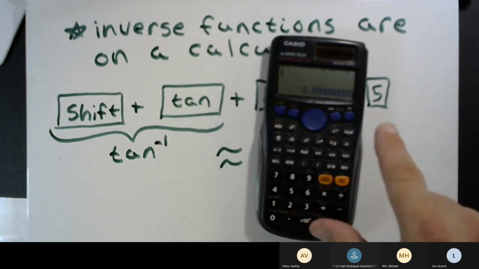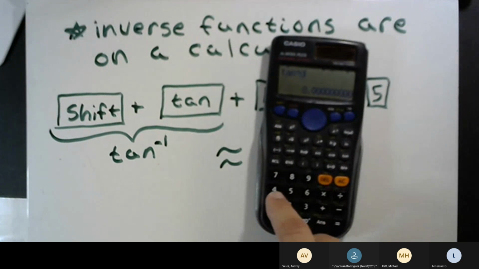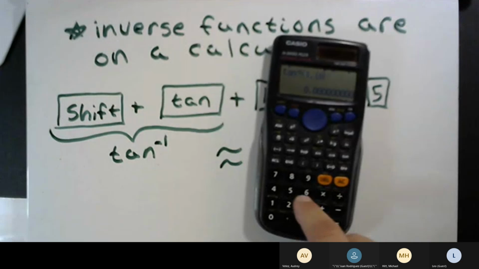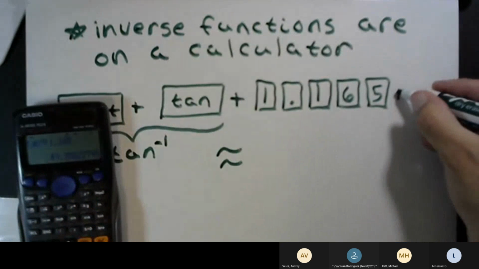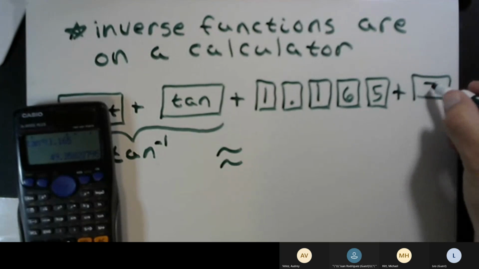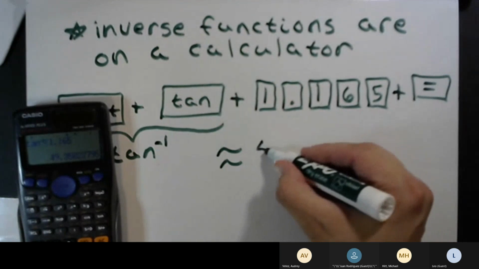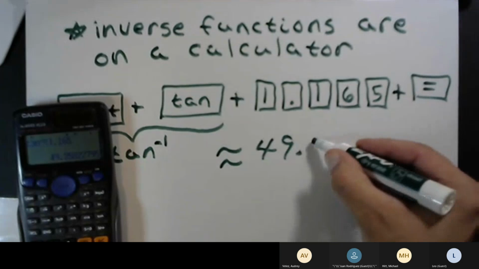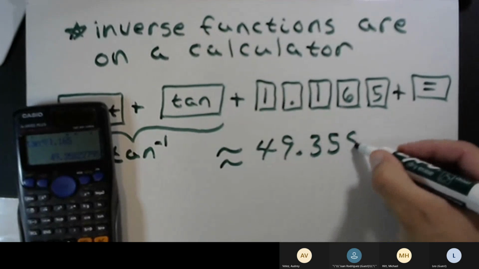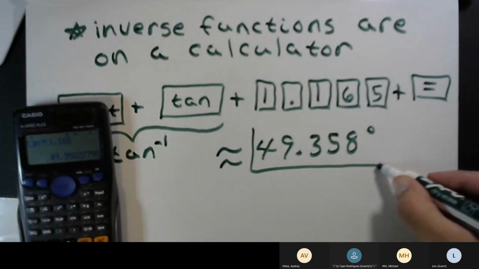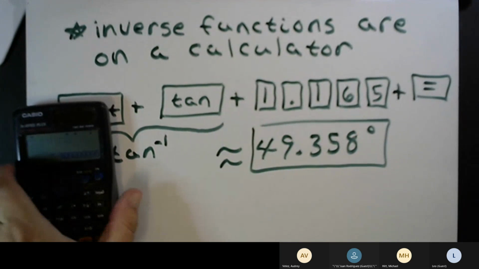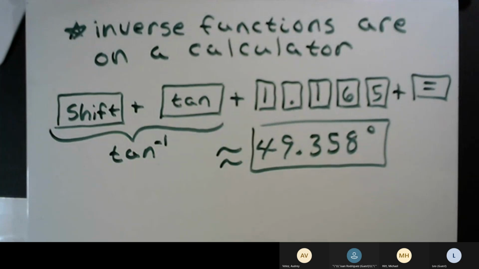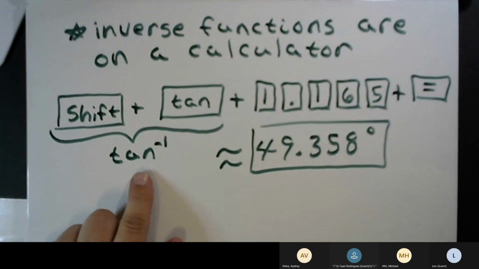Now, Shift tangent 1.165 equals. Get my equals here. And that comes up to approximately 49.358 degrees. And that's how you get that answer. Now, if you have problem finding your tan inverse, let me know.